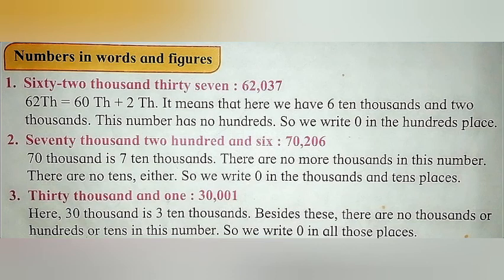Third example, 30,001. Here 30,000 is 3 10,000s. Besides these, there are no thousands or hundreds or tens in this number, so we write 0 in those places. 30 is 3 in 10,000s and 1 is units. In this figure we do not have thousands, and also we don't have hundreds and tens, so we write 0 in those places.